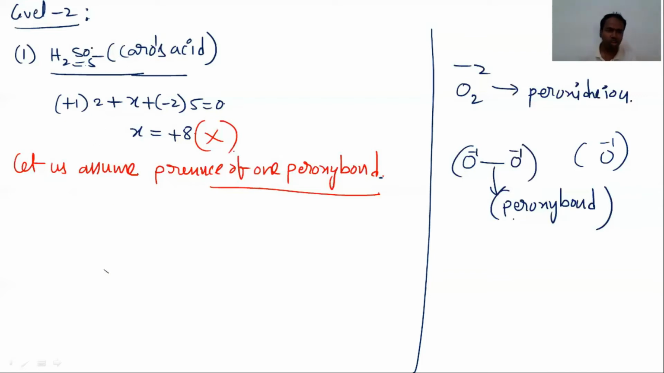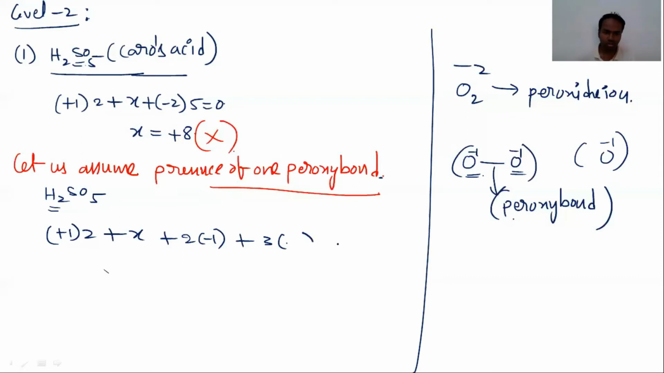Out of 5 oxygens, 2 oxygens are involved in the peroxy bond formation. To form one peroxy bond, how many oxygens are required? 2 oxygens. That's why H2SO5. Hydrogens are +1 into 2. Sulfur is X. Out of 5 oxygens, 2 are involved in the peroxy bond, so these 2 oxygens have -1 oxidation state. The remaining 3 are in normal oxide form, -2. This is a neutral molecule, so the sum of oxidation states is equal to 0.